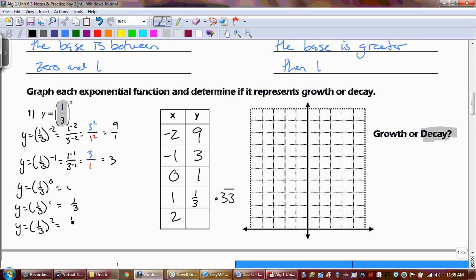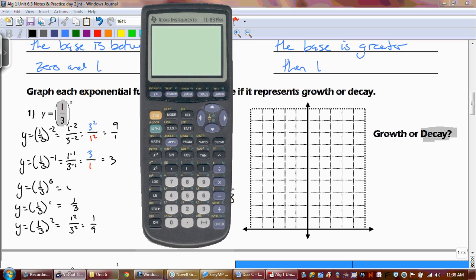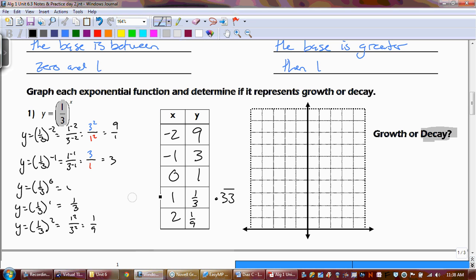Okay, distribute your exponent, you get 1 squared over 3 squared, which is 1 over 9. And 1 over 9, when you put that into your calculator, 1 divided by 9, 0.11.